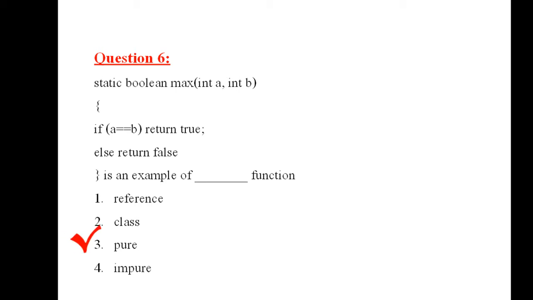In a pure function, you just display the content of a variable, and in impure function what you do, you change the state of an object, means the value gets changed in impure function. I hope all of you have understood. So question number 6 answer is number 3, that is pure.